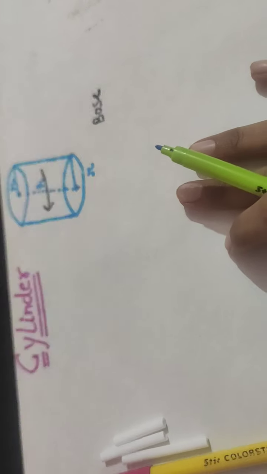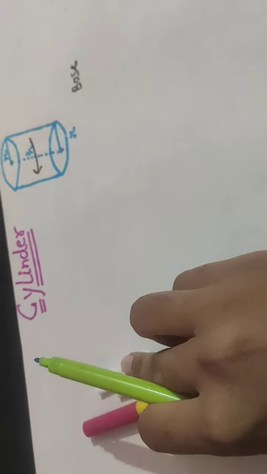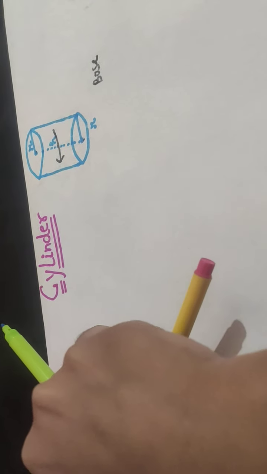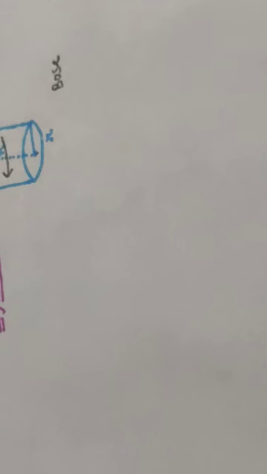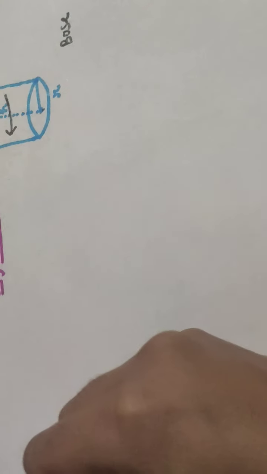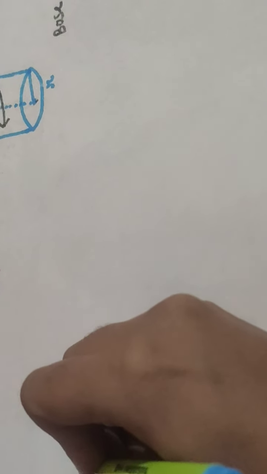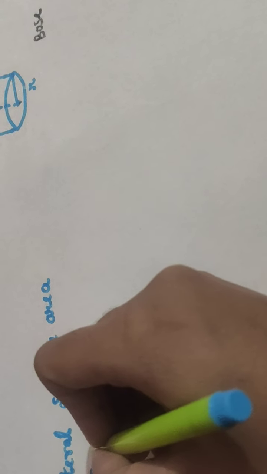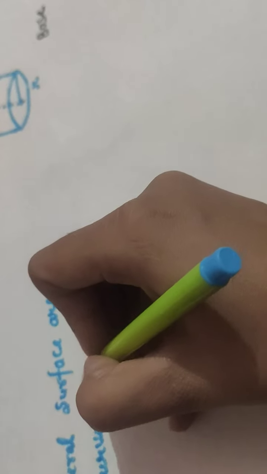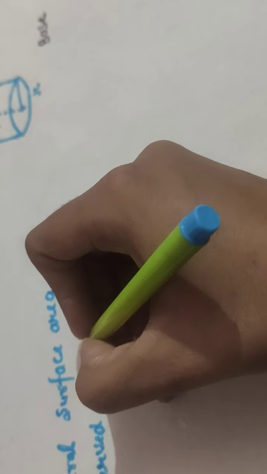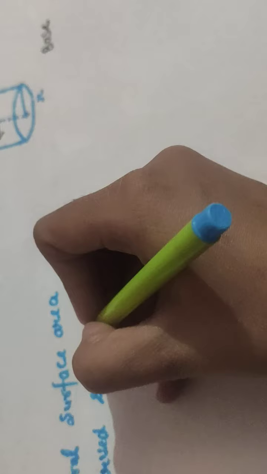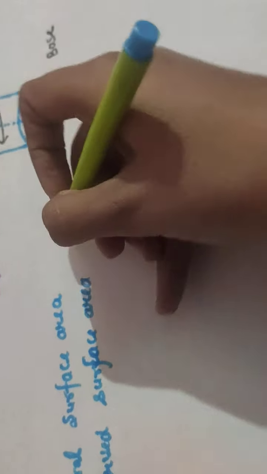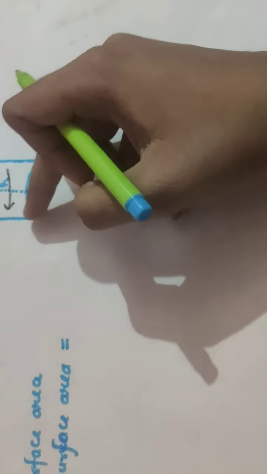Okay, now let us move to finding the curved surface area or the lateral surface area for this cylinder. Lateral surface area or curved surface area, both the words have the same meaning. Lateral means side. So whenever we have to find the lateral surface area of any figure, it means we have to find the surface area along its sides.